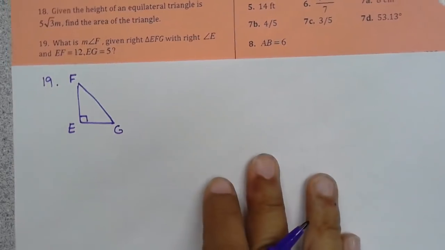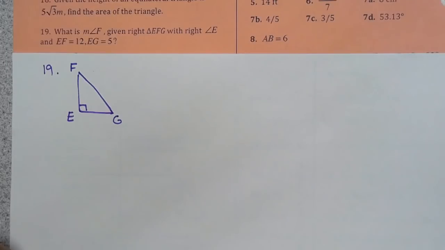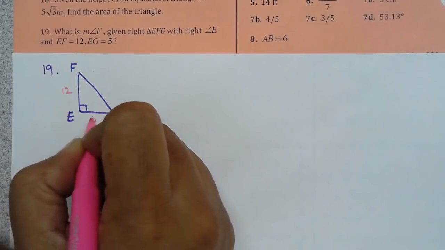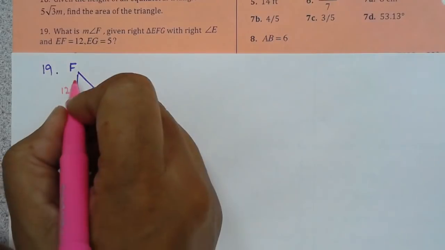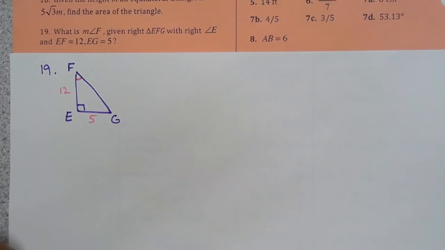Okay, so we have our triangle. Now let's go ahead and put our side lengths. So EF is 12 and EG is 5. Let's go ahead and find out what is angle F. This is the angle I'm trying to solve for. We're going to use trigonometry. If you know two side lengths, you can find an angle, or you can find a side length if you know the angle measure and just one side of a right triangle. So let's go ahead and label what this is.